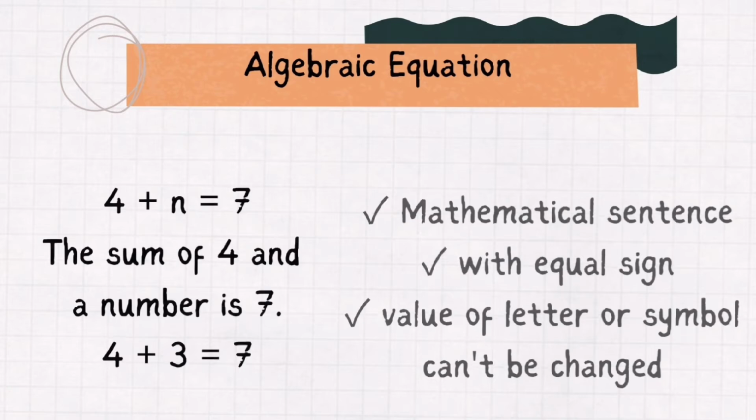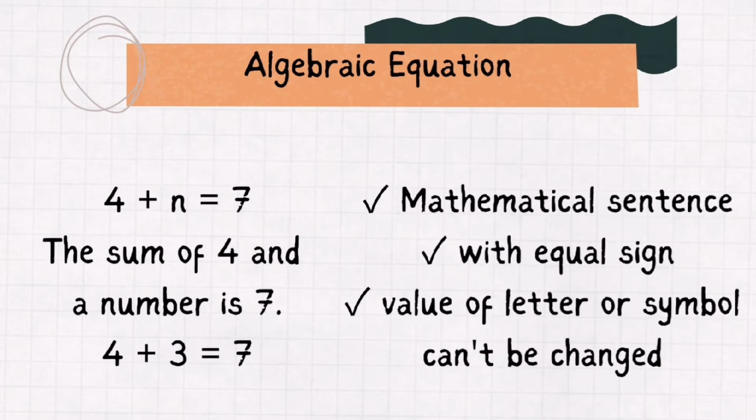While an algebraic equation is a mathematical sentence. For example, we have the sum of 4 and a number is 7. An algebraic equation has an equal sign. And last, the value of the letter or symbol can't be changed.